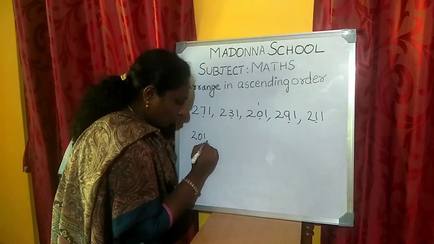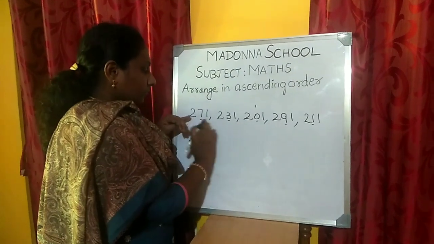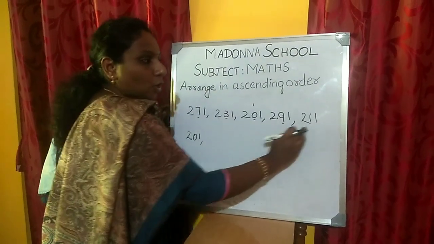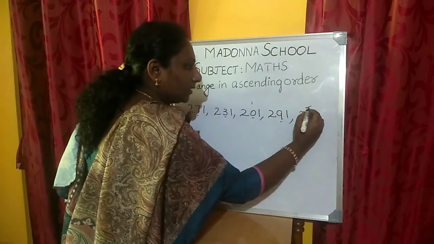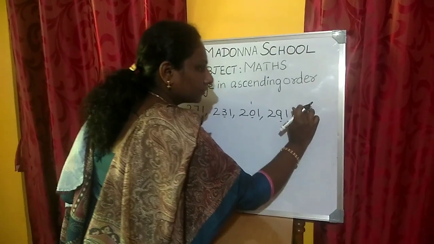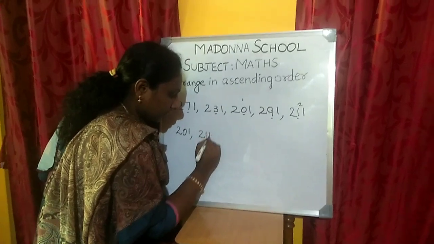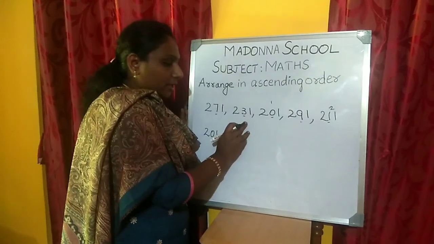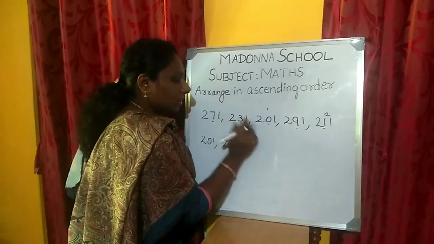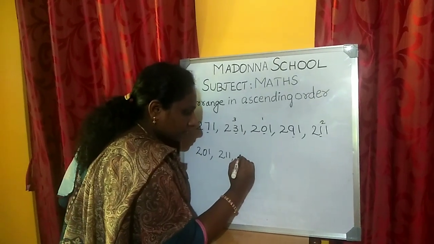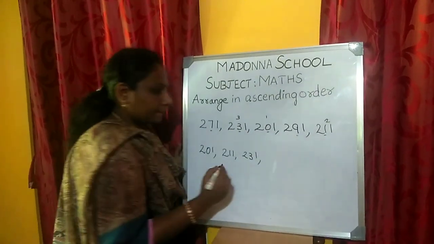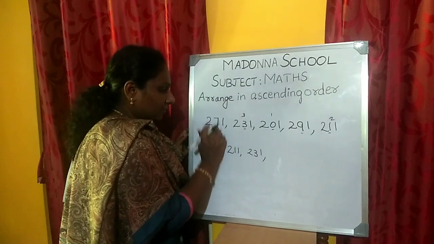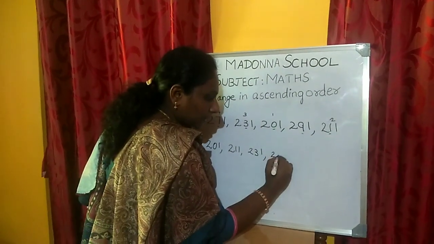Okay, 201. So next is what? 7, 3, 9, 1. Which one is smaller, children? 1 is small. So 211 should come second. So next is 7, 3, 9. Which one is smaller, children? 3 is smaller. So 231 should come in third place. Okay. The next remaining numbers are 7 and 9. Which is smaller? 7 is small. So it should come in fourth place.